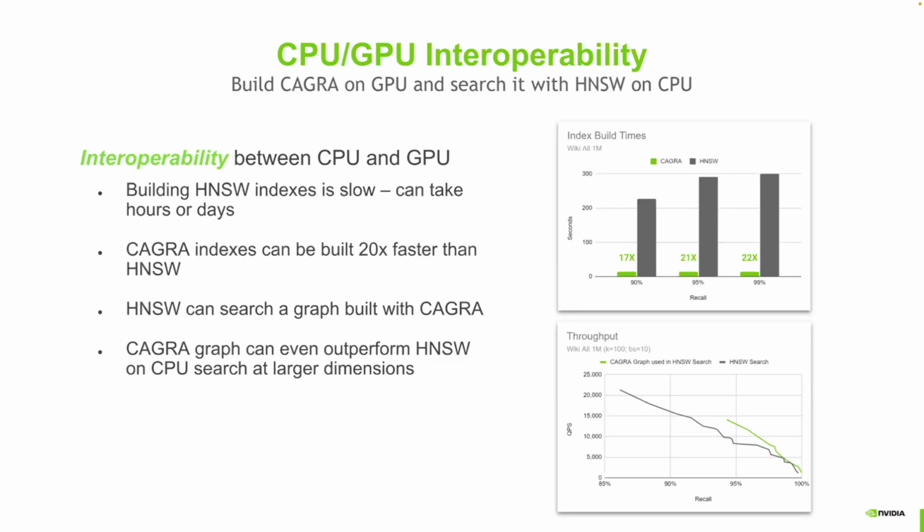And we're finding, actually, because of the hierarchical difference in the navigability, this green line here is the Tagger graph. And you'll notice that sometimes we actually get better throughput when we're searching the Tagger graph on the CPU using HNSW than we get with HNSW. So that was a nice find there. We don't always see that. We see it in higher dimensions.